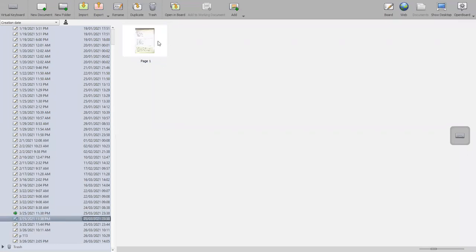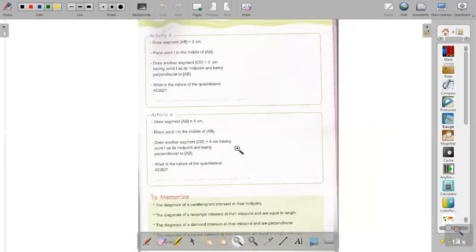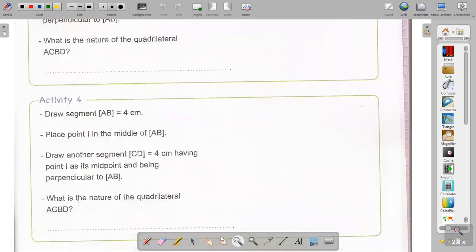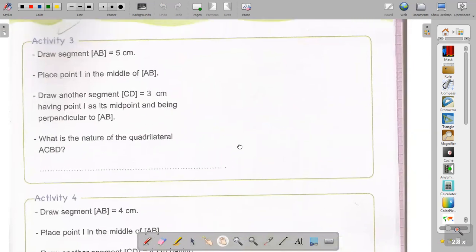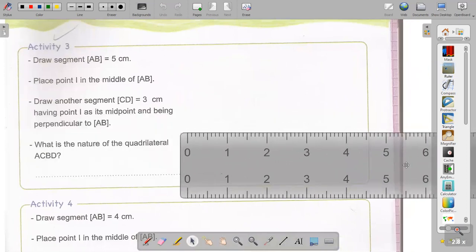Now let's continue the other activities. Activity 3. In activity 3, we will notice the nature of this quadrilateral also. We will draw a segment AB that measures 5 centimeter. So now it measures 5 centimeter from 0 till 5. Okay. Now we will choose the midpoint I. The half of 5 is 2.5. So 2.5 is here. We will mark it I. Here it's A, B.